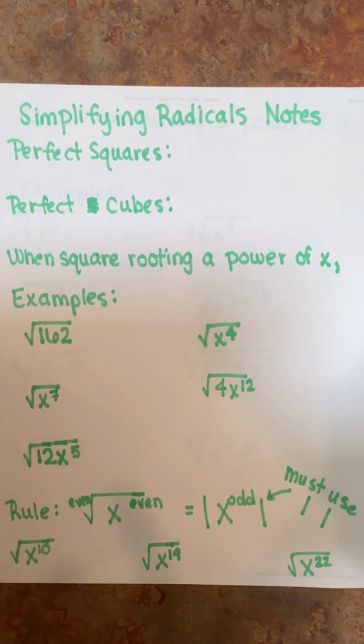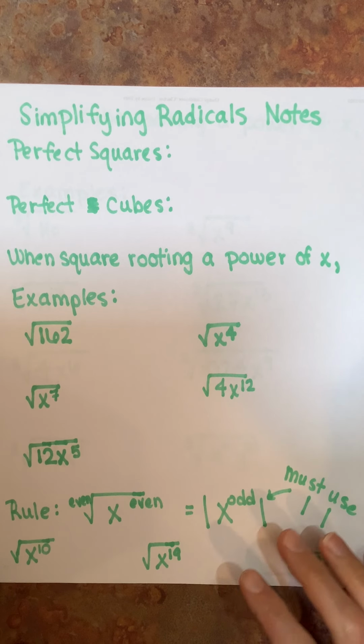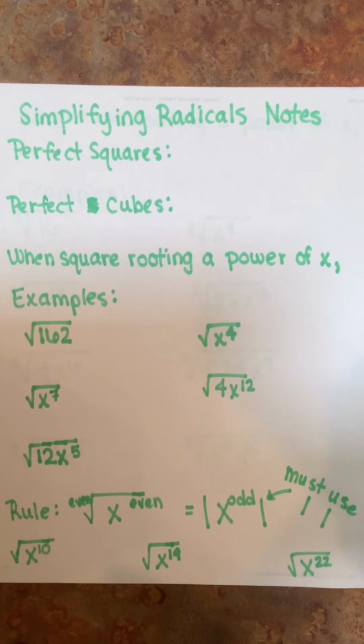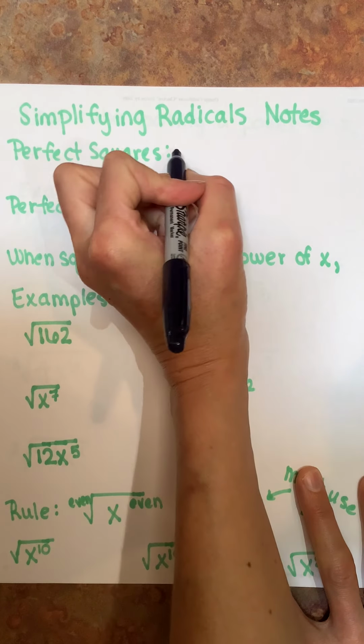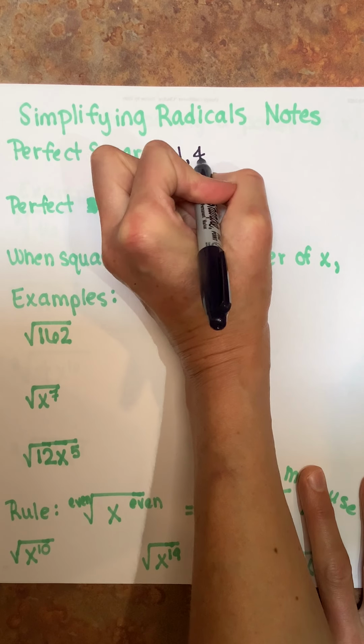So what we're going to do today is we're going to simplify radicals. The same rules are going to apply if you were to simplify 4th roots, 5th roots, 6th roots. But just to simplify things today, we're only going to simplify square roots and cube roots. Let's make sure we're really familiar with the perfect squares. I'm just going to list out the first few perfect squares here.